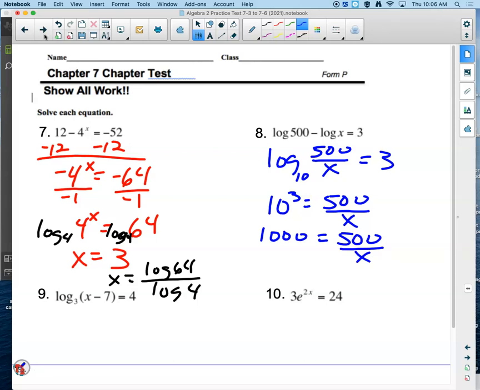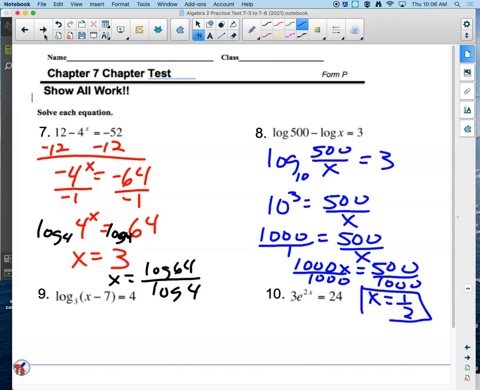Lots of different ways to solve from there. Anybody going to slap a 1 under it and cross multiply? Yeah, I'd probably do that too. So 1,000x equals 500. You divide both sides by 1,000, and x equals 1/2.